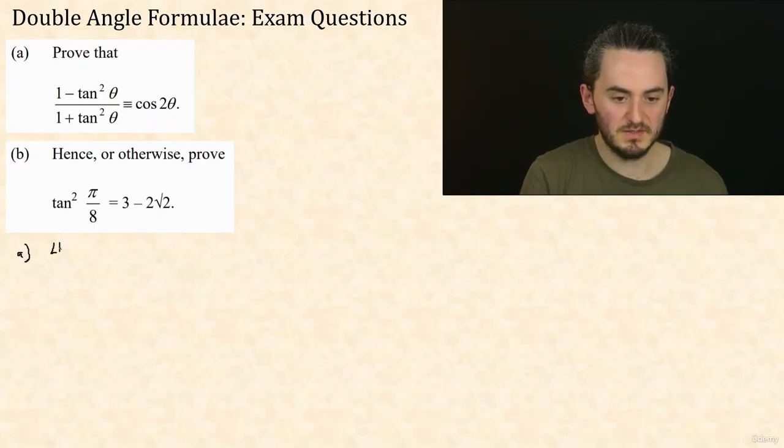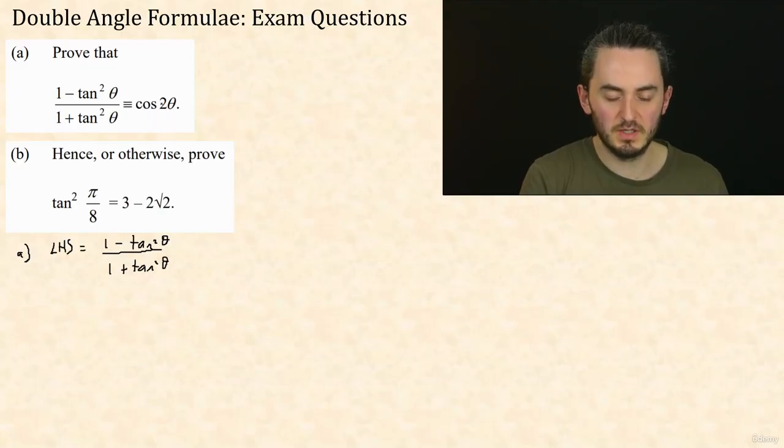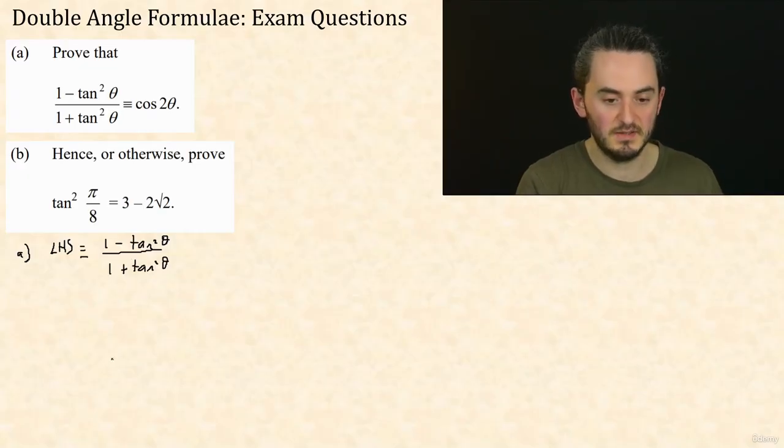So I've got my left-hand side, which is 1 minus tan squared theta over 1 plus tan squared theta. Now this is a tricky one because it's not immediately clear what direction to go in. But since all my versions of cos 2 theta, remember there are 3, all of them involve sines and coses, not tans. So I think I'm going to begin by expressing my tan squared thetas in sines and coses.